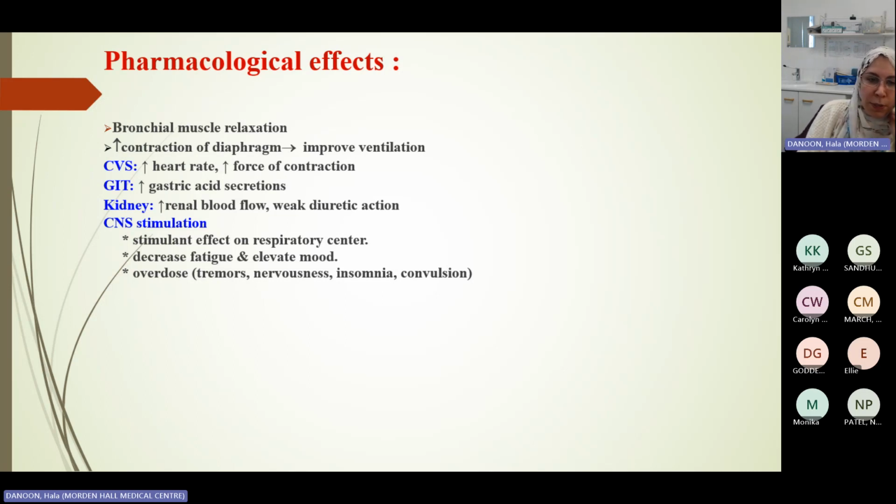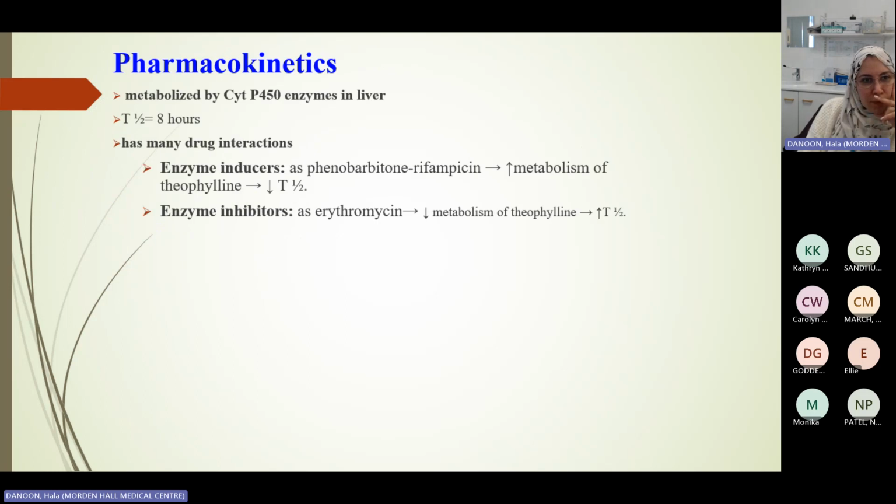I don't know if many of you know that tea has a bit of this chemical in it, and this is why you can relate this pharmacological effect to the effect of tea. The pharmacokinetics of this medication is it's metabolized by cytochrome P450 in the liver. The half-life is 8 hours, so it needs to be given more than once a day, and that's why it comes as modified release for twice a day.